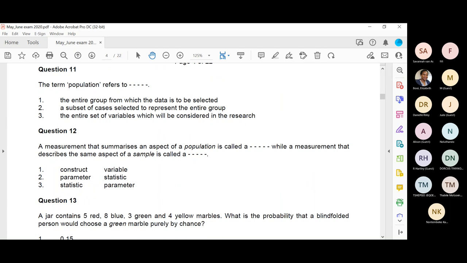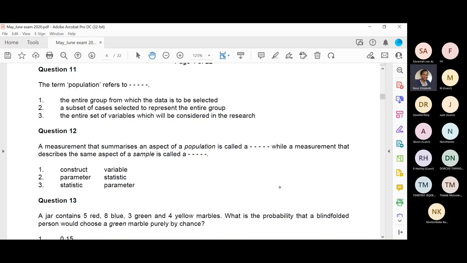Question 11. The term population refers to, number one, the entire group of which the data is to be collected. Number two, a subset of cases selected to represent the entire group. Number three, the entire set of variables which will be considered in the research. Number one, the entire group.